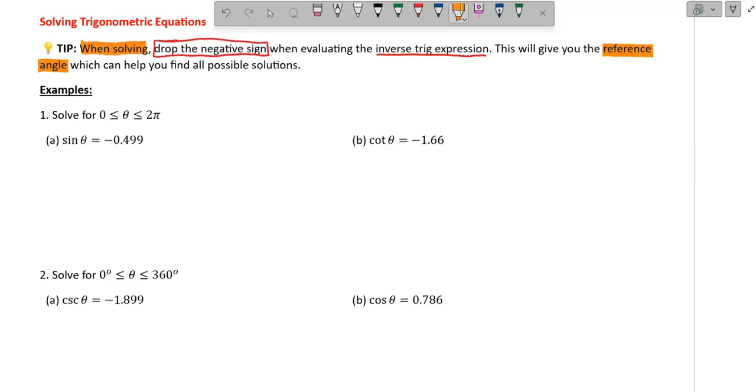But my recommendation is you always drop the negative sign when you put it in your calculator, and that's going to help you find the reference angle, thus being able to figure out both answers for theta. So in example 1, we are going to be in radian mode. And the reason I know that, let's write that in, we are going to be in radian mode because they specifically want me to get an answer between 0 and 2 pi.